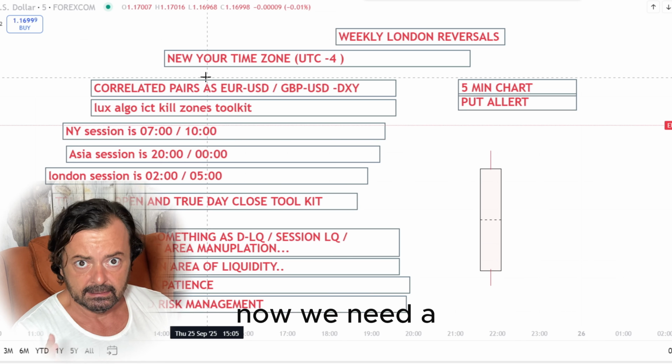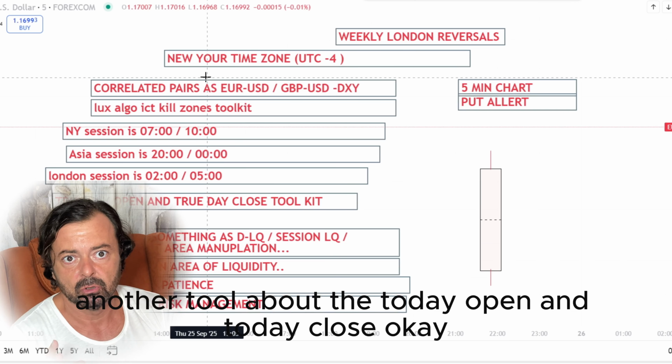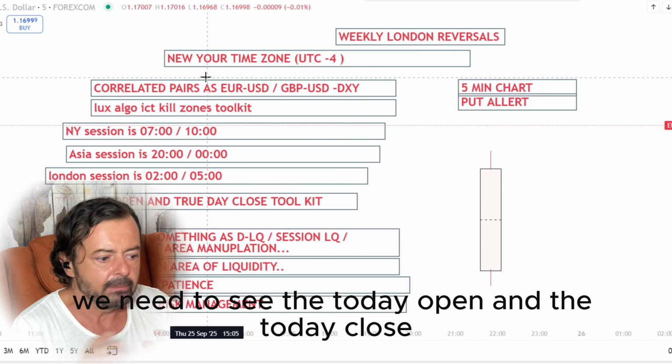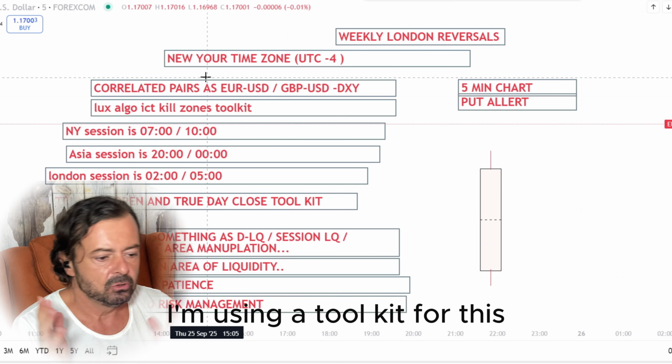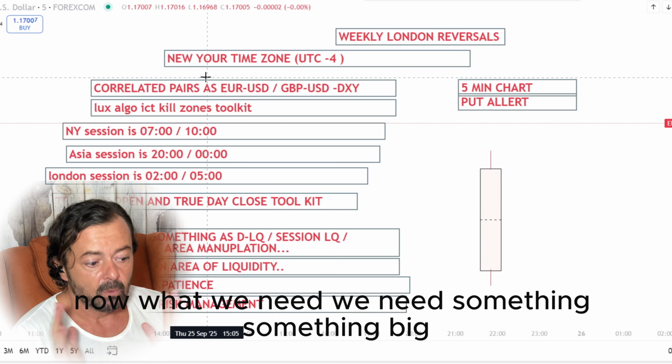Now we need another tool to see the true open and the true close. I'm using a toolkit for this. You can use it or not, it's not important.